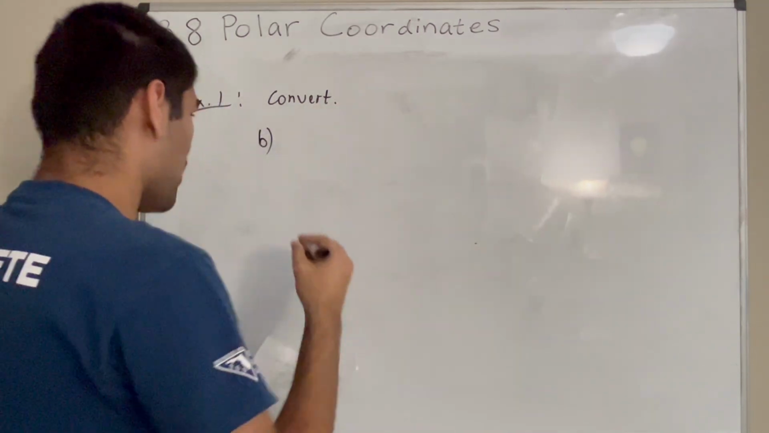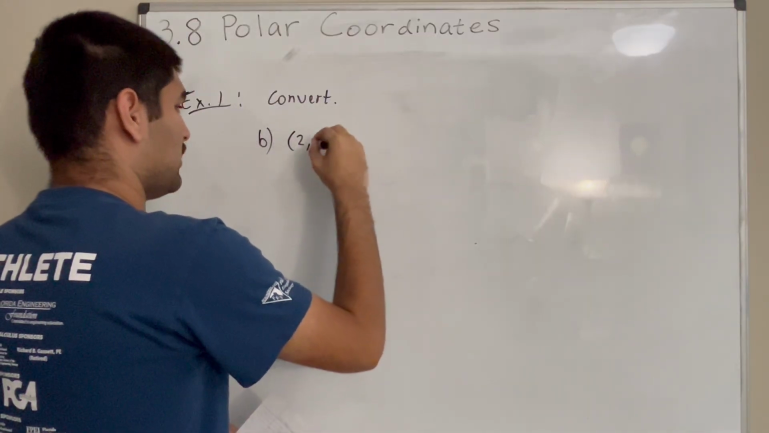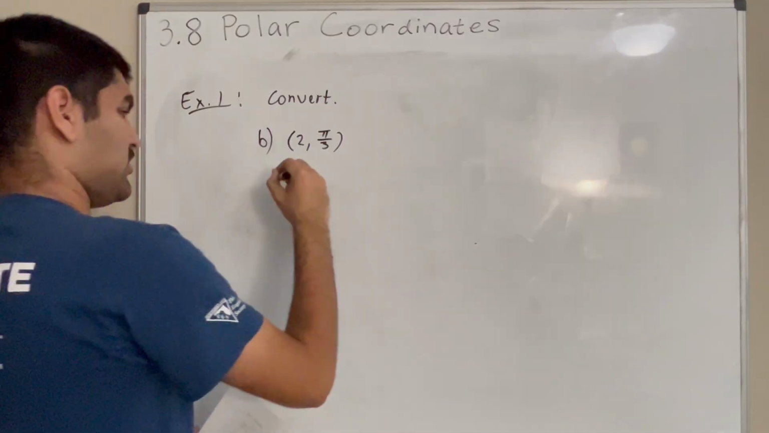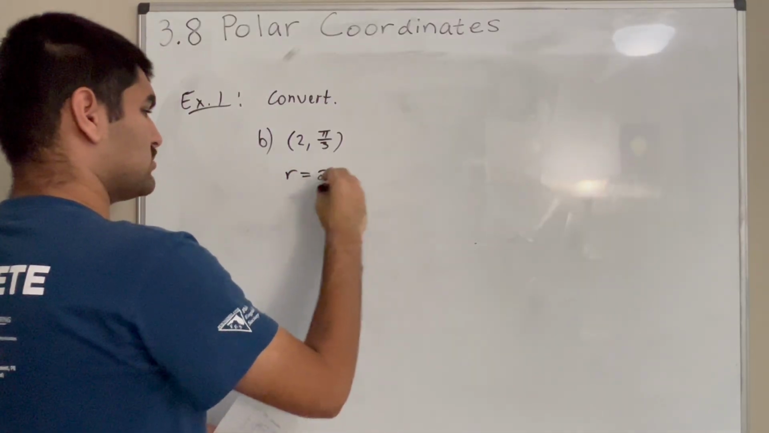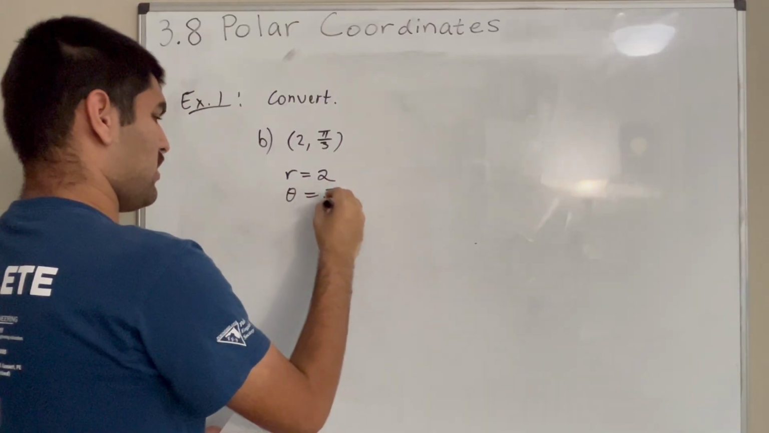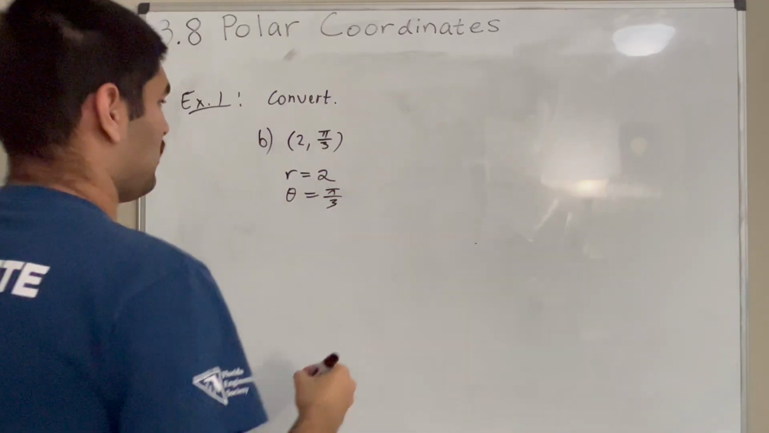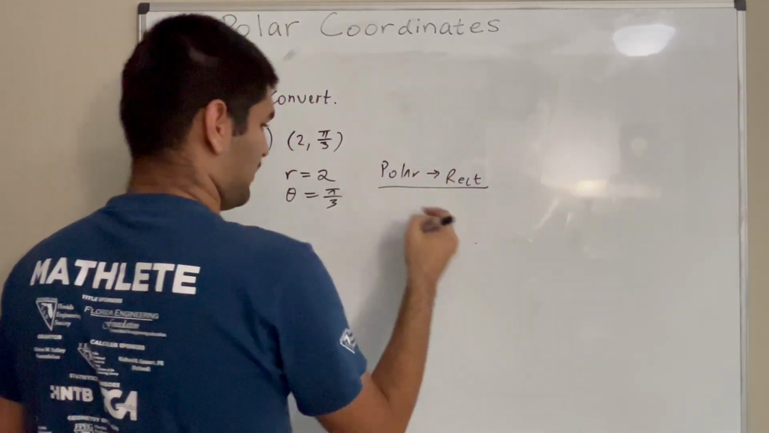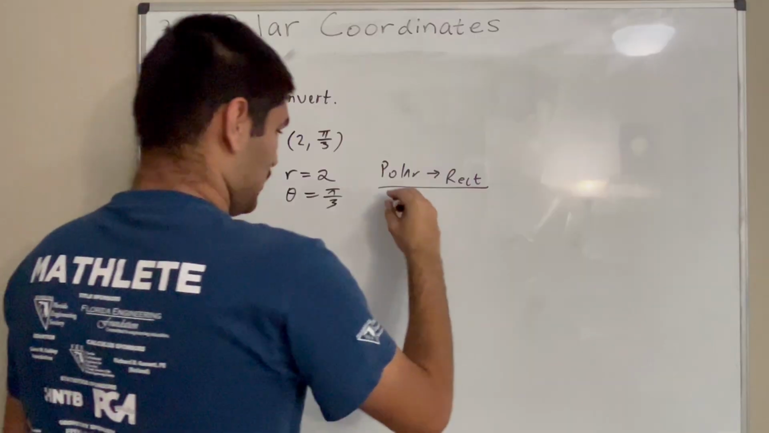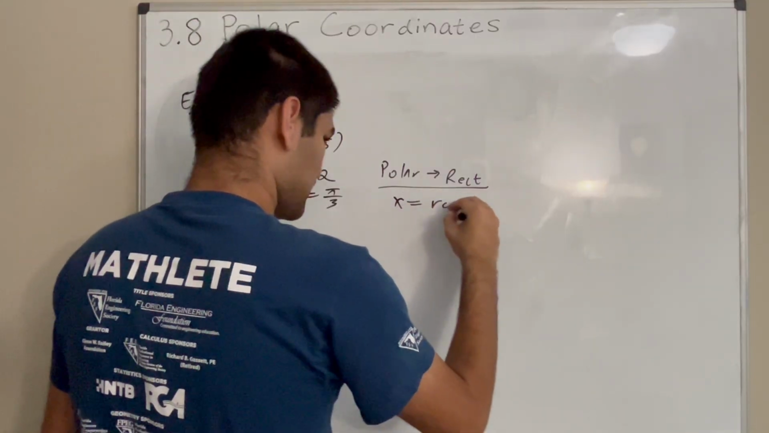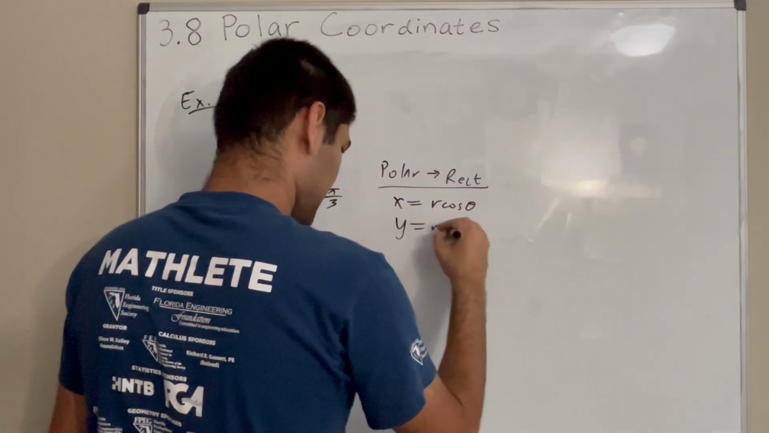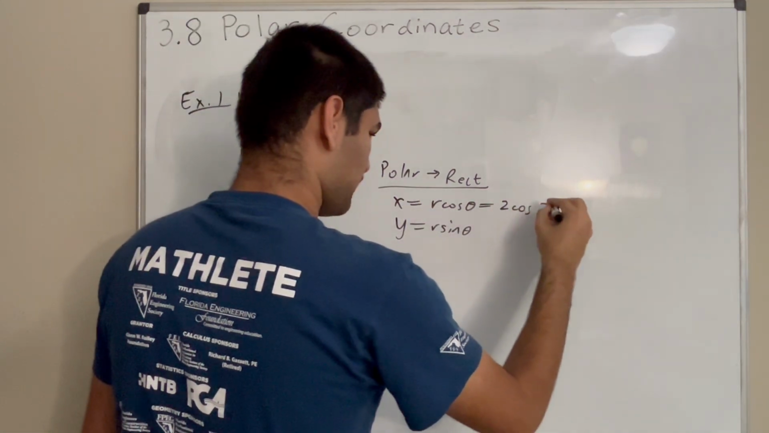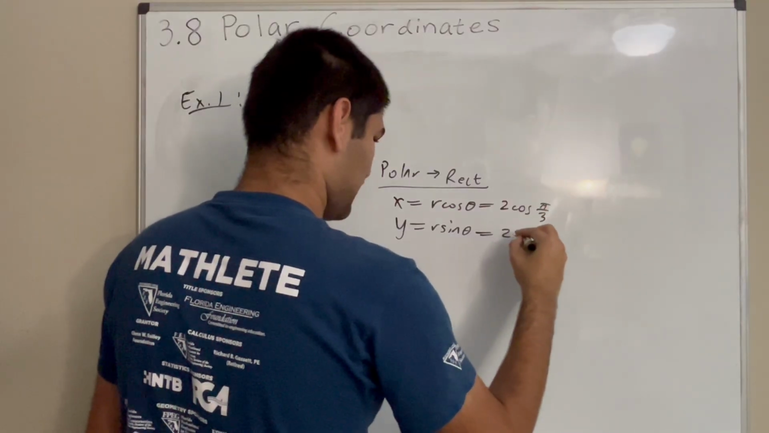All right, so now let's go the other way. So now, given a polar coordinate, let's convert this to rectangular coordinates. All right, so from here, we can see that our r is equal to 2 and theta is equal to pi over 3. So we want to go from polar to rectangular, right? So remember that x is equal to r cosine theta, and then y is equal to r sine theta. So here we have 2 cosine of pi over 3, and then we get 2 sine pi over 3.